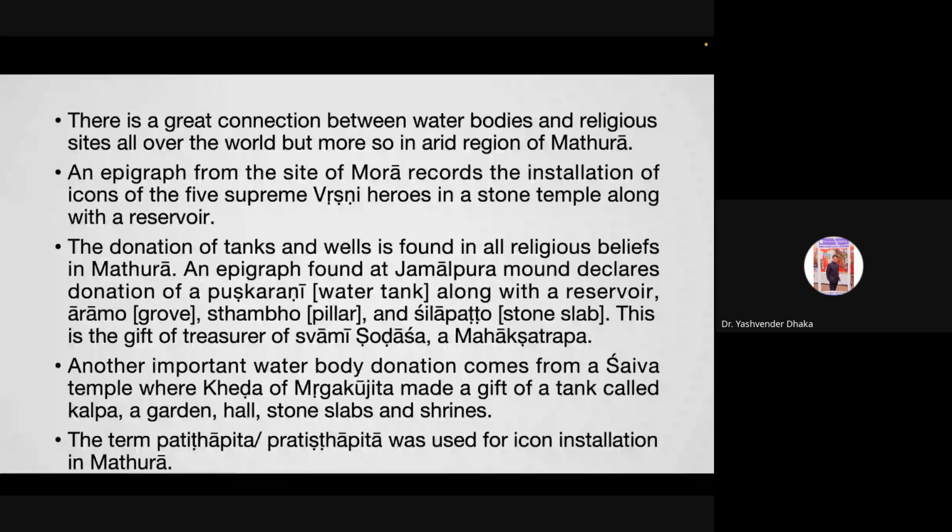Now, another important water body donation comes from a Shaiva temple, where Kheda of Mrag Kujita made a gift of a tank called Kalpa, a garden, a hall, stone slabs, and shrines. So there are multiple donations along with the water body. The terms Pratisthapita and Patithapita were used for icon installation in Mathura. So whenever you are donating an icon or establishing an icon, you use Pratisthapita as in Sanskrit and Patithapita as in Prakrit.